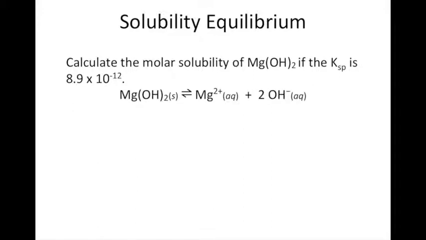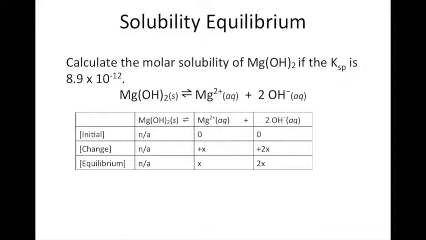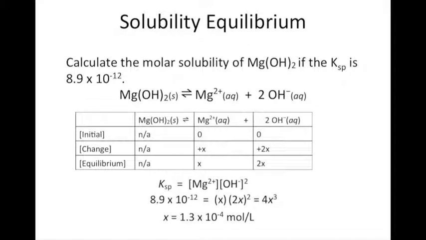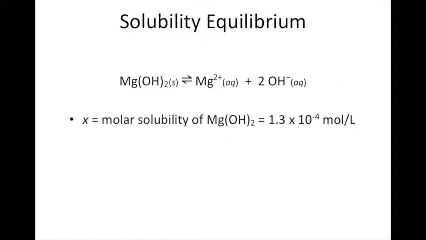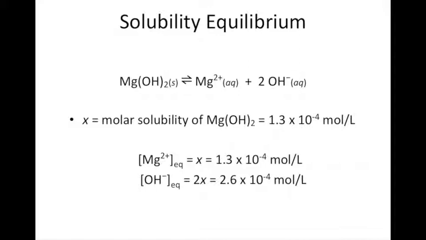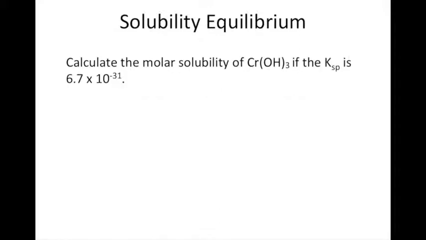Okay, so let's write our dissociation equation, set up our ICE table, our Ksp expression, plug in our equilibrium values, and solve for x. x gives us our molar solubility. Our concentration of magnesium is equal to our molar solubility, and the concentration at equilibrium of hydroxide would be twice that. Okay, pause the video again, give this one a try.